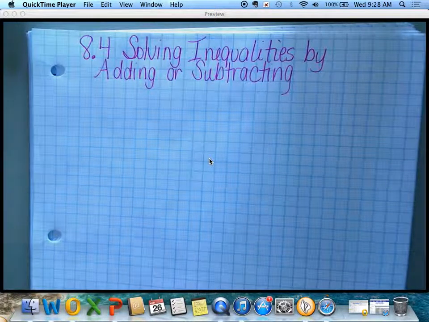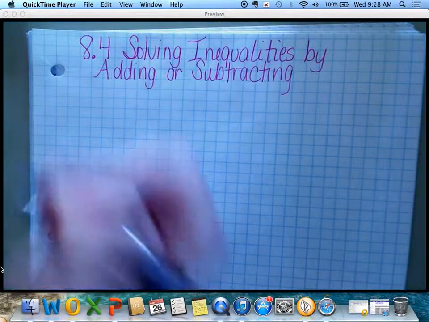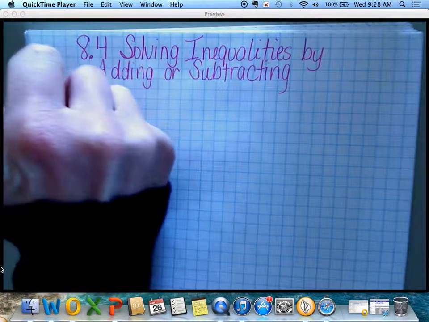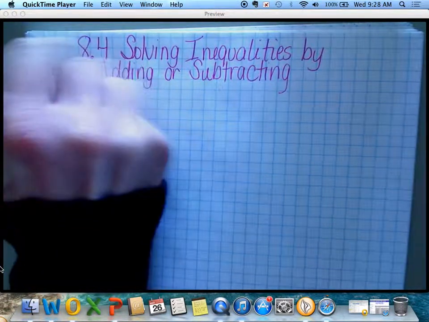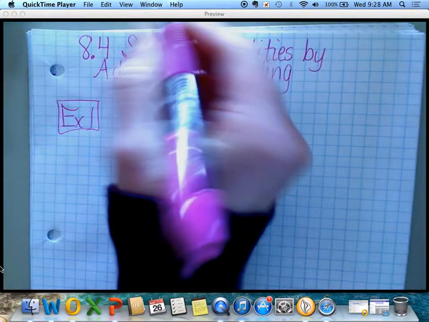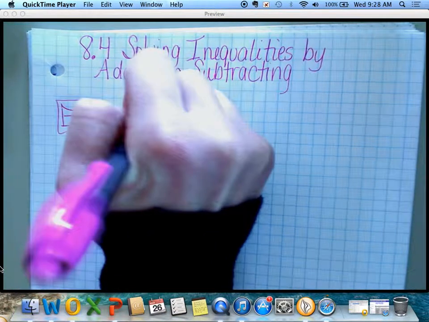Alright, so we're solving inequalities with addition and subtraction today, and you solve them just like you would an equation, with your t-charts, your opposites, and so on and so forth. So let's look at example 1. We're going to solve using subtraction.